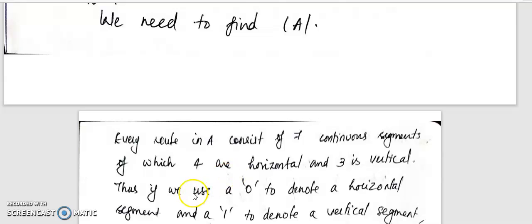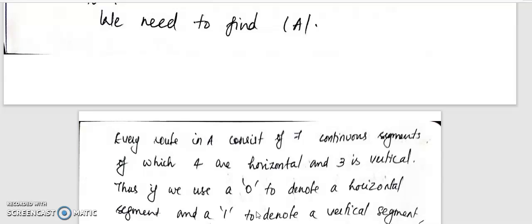Now let us use 0 to denote a horizontal segment and 1 to denote a vertical segment. Any route can be expressed in terms of 0 and 1. So 0 will denote a horizontal segment and 1 will denote a vertical segment.